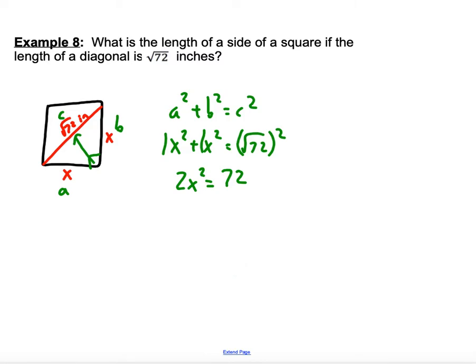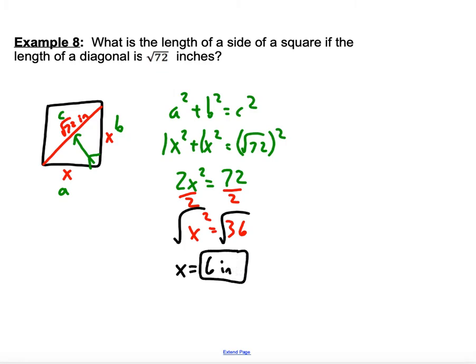On the left-hand side, we cannot take a square root of both sides there until we get rid of that 2. That x squared has to be by itself before we can do that. So let's get rid of that 2. So the 2 is connected to the x squared there by multiplication. So we have to divide both sides there by 2. So we end up getting x squared equals 36. Now we can go ahead and take the square root of both sides. And we end up getting x equals 6. Now label that inches. So 6 inches is each side of the square.